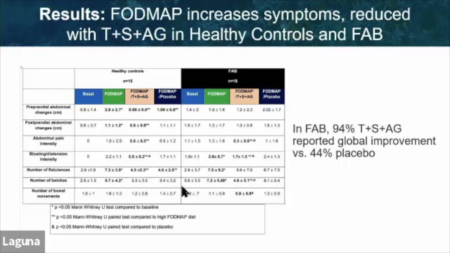And similarly, in the FAB group, or the functional abdominal bloating group, the diet did expectedly produce symptoms of flatulence and belching, and then use of the active treatment with the high FODMAP diet decreased the intensity of distension and pain, as well as the number of belches. And they also compared the magnitude of change with the active treatment versus placebo, and compared to placebo, the magnitude of pain reduction, belching, and number of bowel movements was also significantly lower with the active treatment. In the functional abdominal bloating group, 94% on active treatment reported global improvement over 44% with placebo.